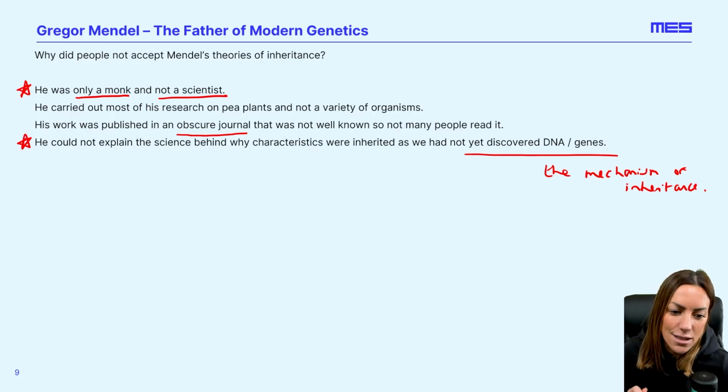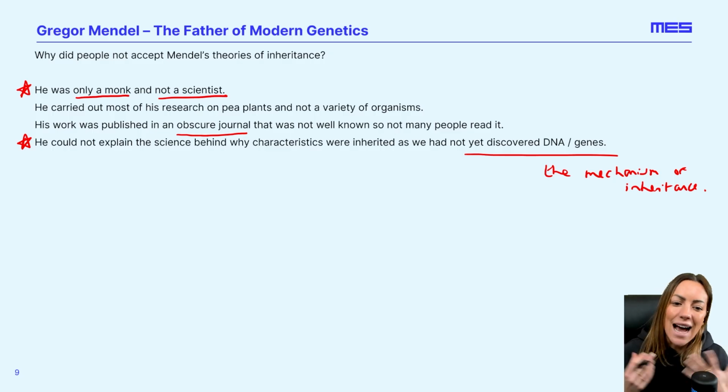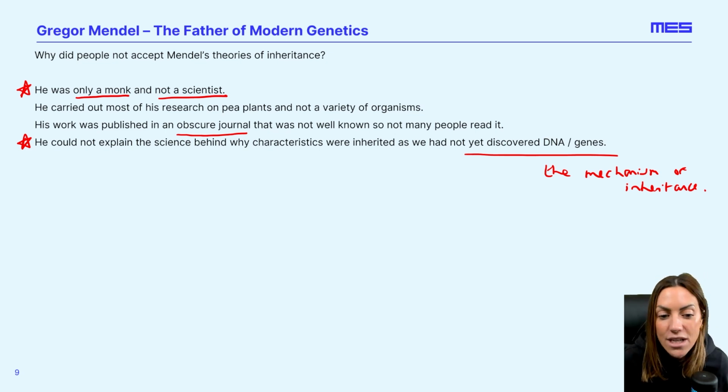Don't mix these answers up with your Darwin answers. So there's another similar question, isn't there, about why people didn't believe Darwin's theory of evolution by natural selection. And the main answer we give for that one is it went against people's religious beliefs and he didn't have enough evidence. These are different answers. Similar, but different. So for Darwin's theory of evolution, we say people didn't believe him because he didn't have enough evidence. It went against their religious beliefs. Whereas for Mendel, we say he was only a monk, not a scientist. His work was published in an obscure journal, not a scientific journal. He only carried out his research on pea plants.